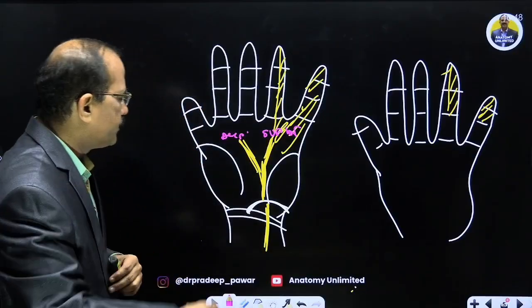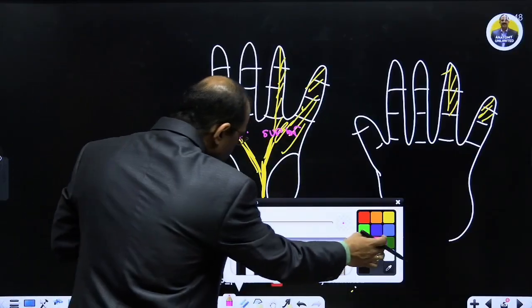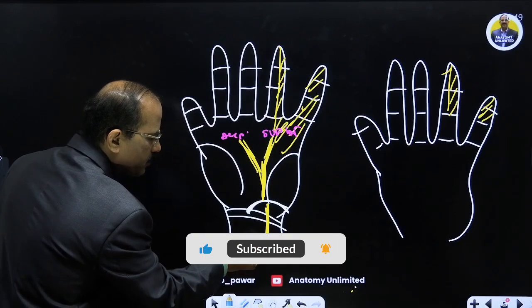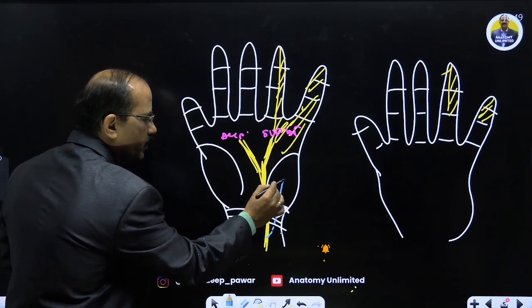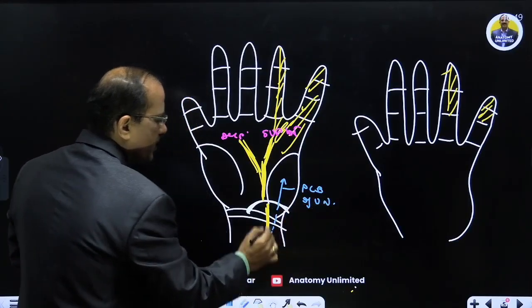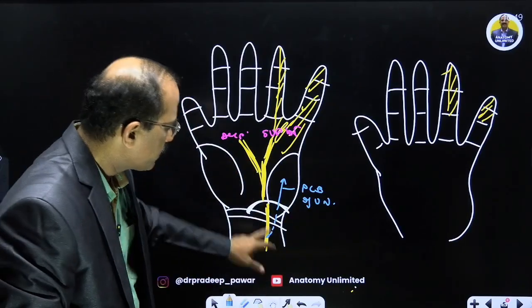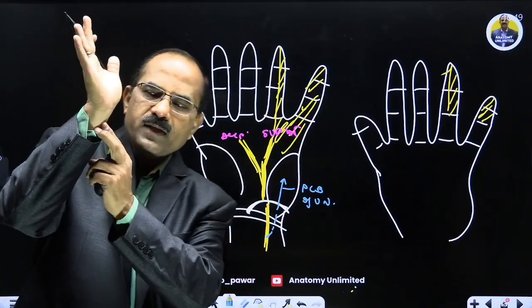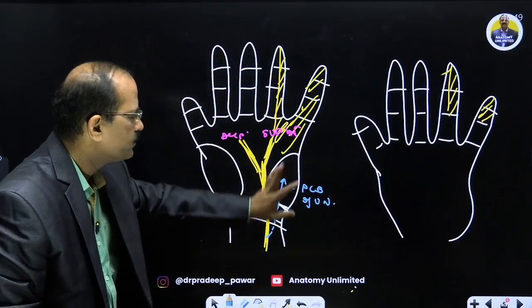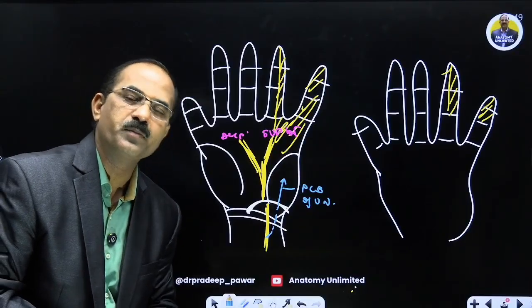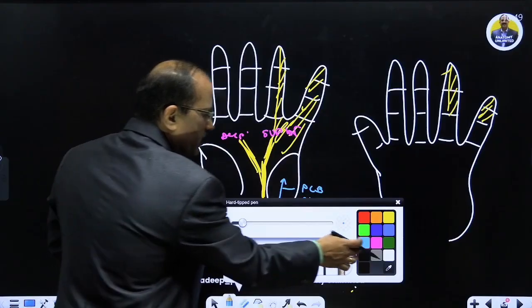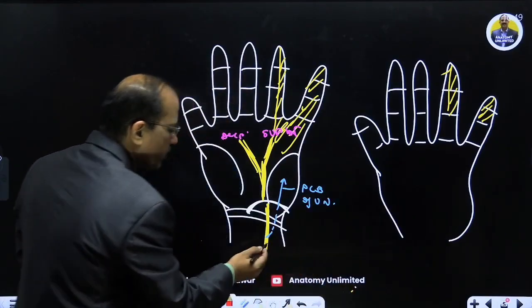Now, this ulnar nerve in the forearm, this is the forearm, gives a branch. What is this branch? This is the palmar cutaneous branch of ulnar nerve. It is given in the forearm, goes above the flexor retinaculum, and supplies the skin of the hypothenar eminence. Plus this ulnar nerve gives one more branch.